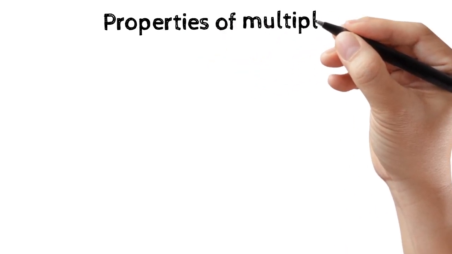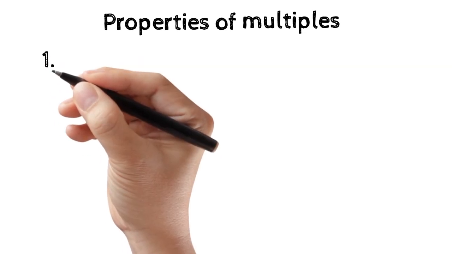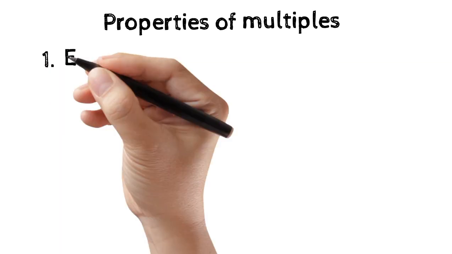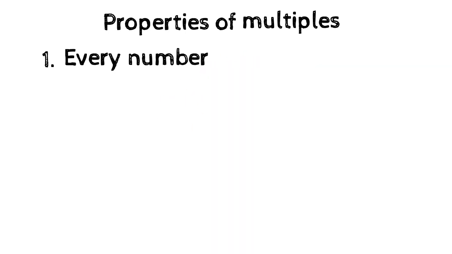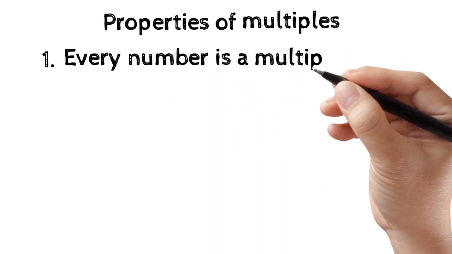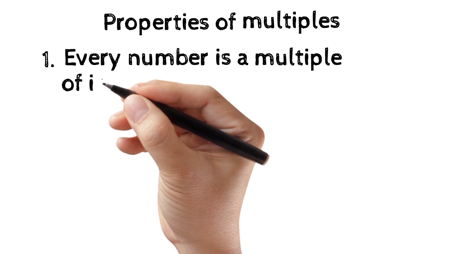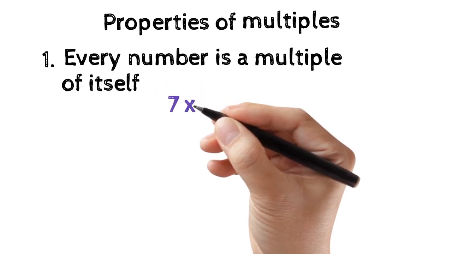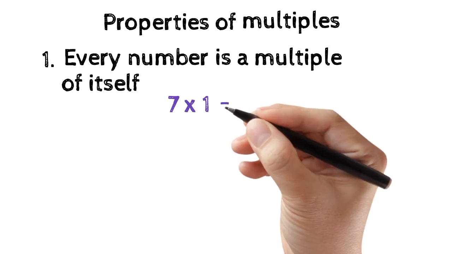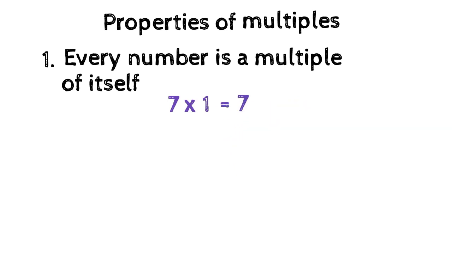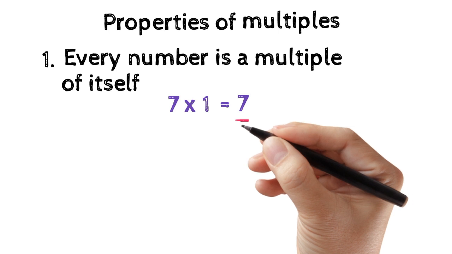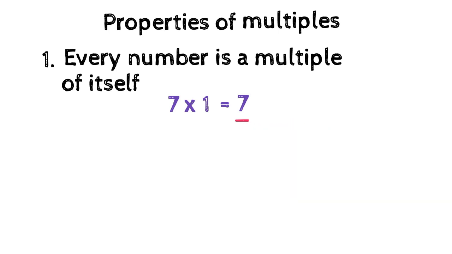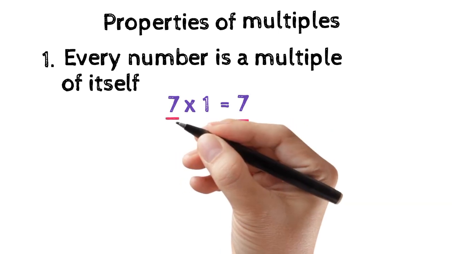Now let us learn about the properties. What are the properties of multiples? First, every number is a multiple of itself. Now why do we say that? Because, for example, taking 7 times 1, this is the first multiple of 7, but the answer is 7 itself. So the first multiple of 7 is 7.